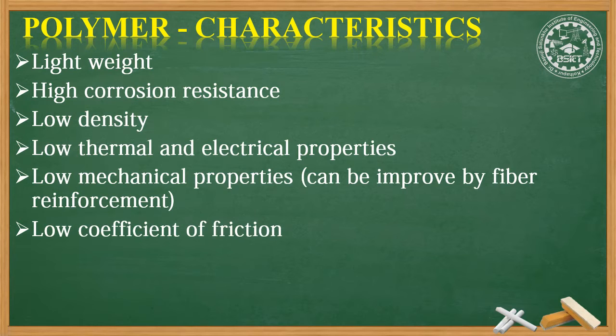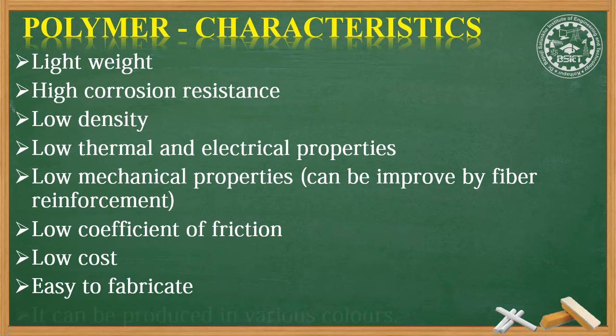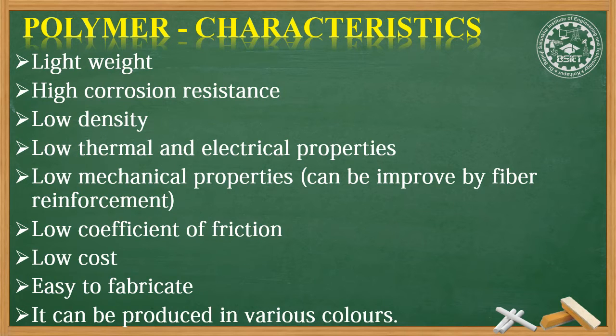They have a low coefficient of friction. The cost is less and they are easy to fabricate. And lastly, they can be produced in various colors. So these are the different characteristics of a polymer.